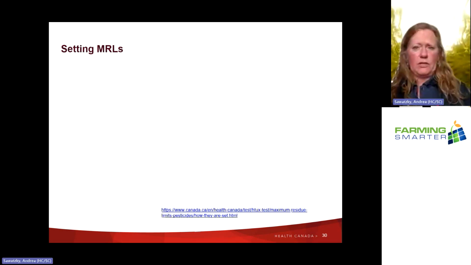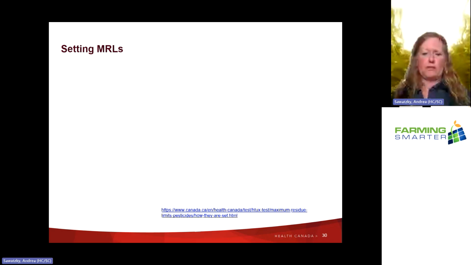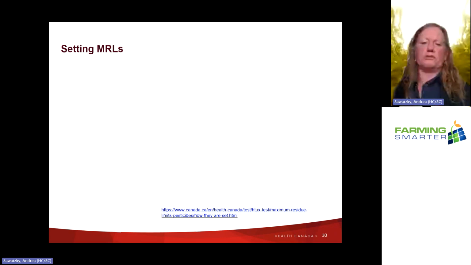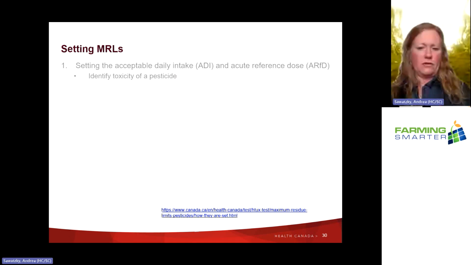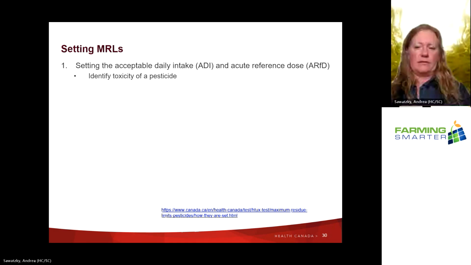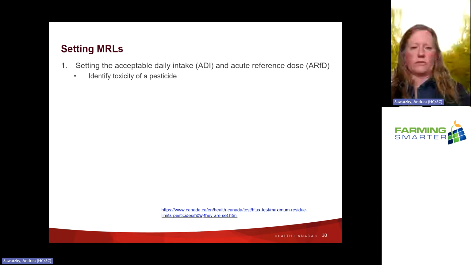So we look at MRLs. Before you set a maximum residue limit, Health Canada scientists have to make sure that the amount of pesticide residues on or in food is low enough that there's no effects to human health. So I'm going to go through, very briefly, the steps that Health Canada scientists go through before they set an MRL. The first thing they're going to do is look at acceptable daily intake and the acute reference dose.